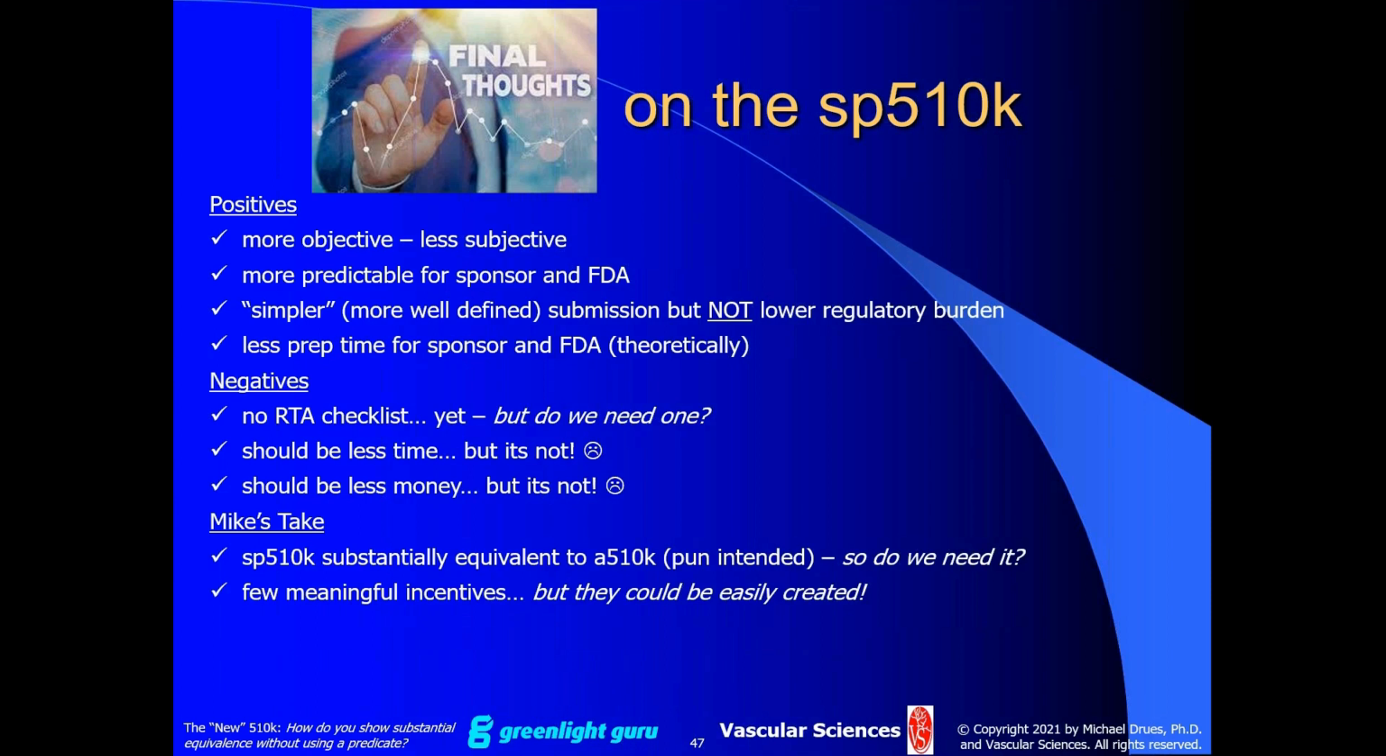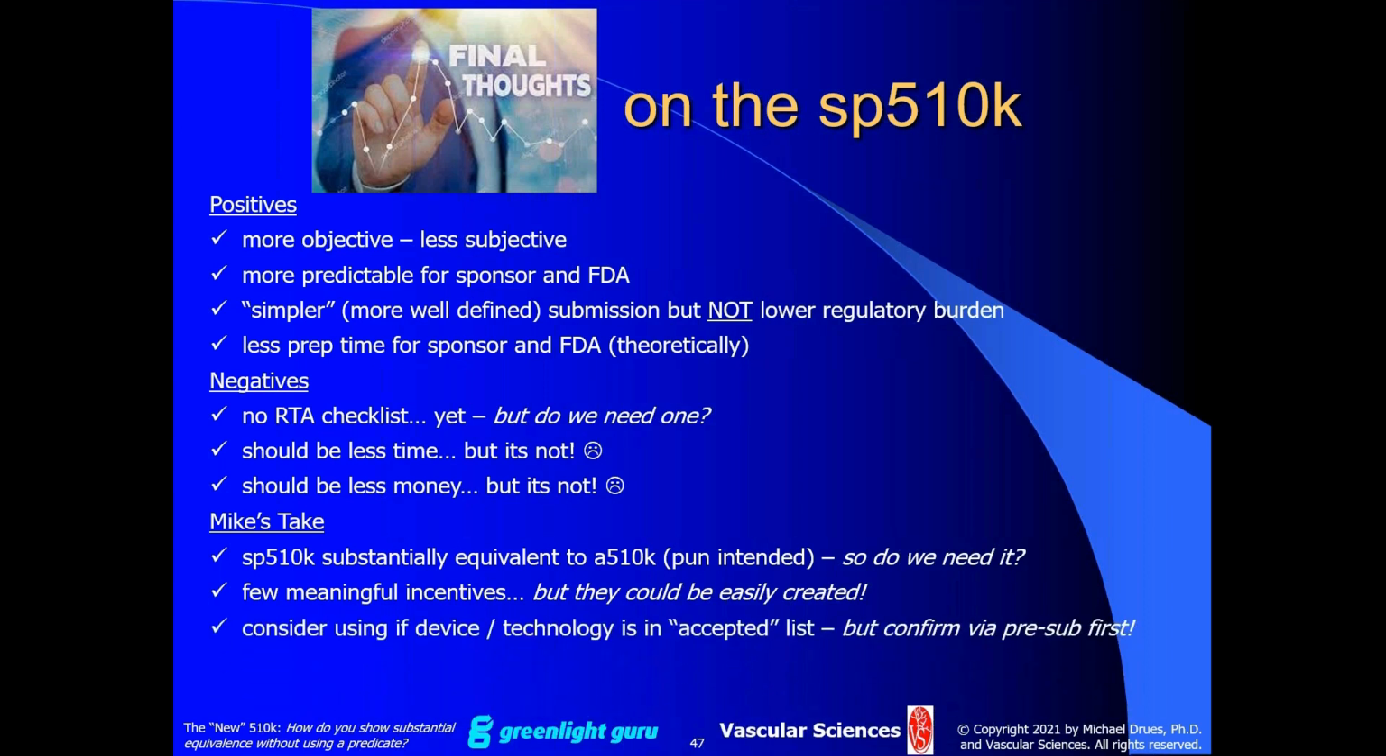Beyond that, unfortunately, and I'm telling this to my customers now when they ask me about this, there's not a lot of meaningful incentives, but there easily could be. If Congress and FDA want industry to use this program, what about creating financial incentives? What about having a shorter timeline for review? Maybe even, and I'm just throwing out suggestions here, putting SP 510K submissions ahead of some of the other submissions so that they would get a more timely review if it uses less time, less resources, and so on. Just a suggestion, something to think about. Some people might like that idea, some people might not.